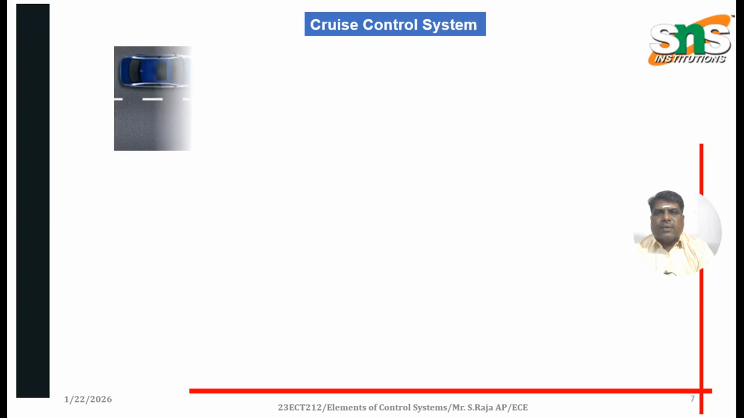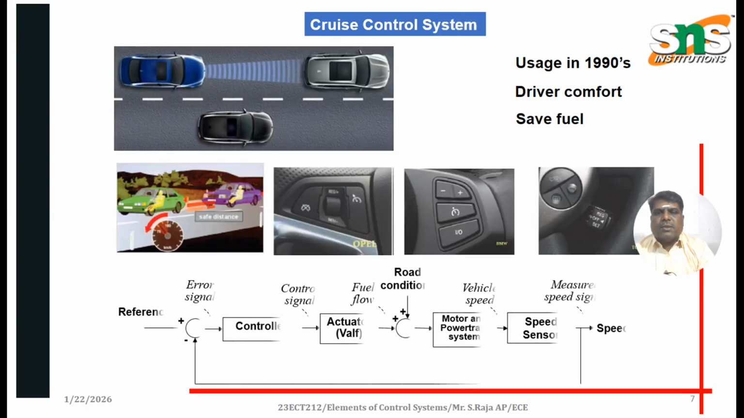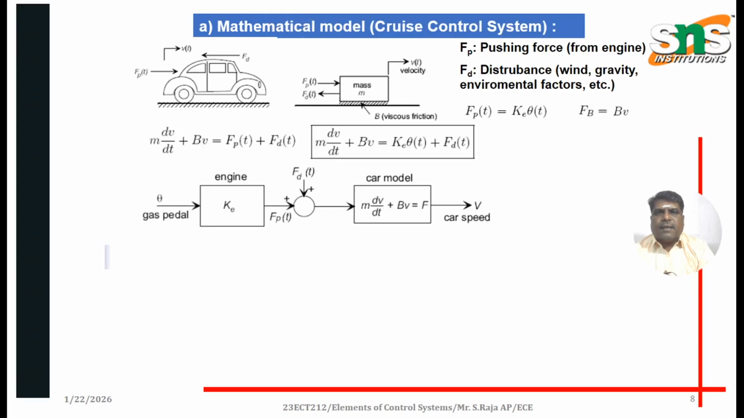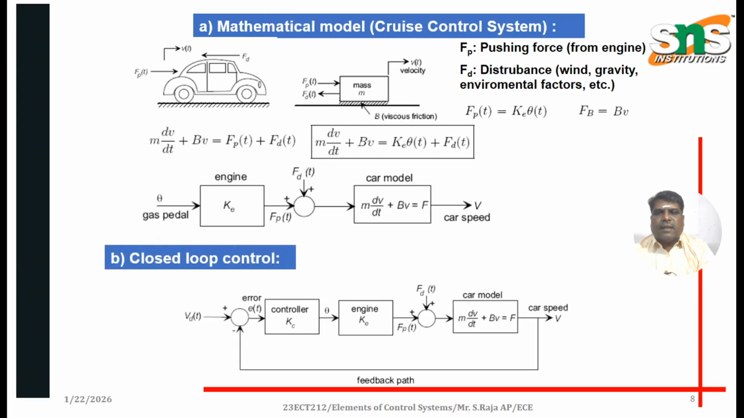Next we will see the cruise control system example. Cruise control means that based on the driver's controlled speed, the driving speed and the automated set speed, depending upon the road path and traffic arrangement, the speed will automatically be adjusted in this cruise control system. Next, the mathematical model. As I told earlier, it is a control of the engine along with the car model.